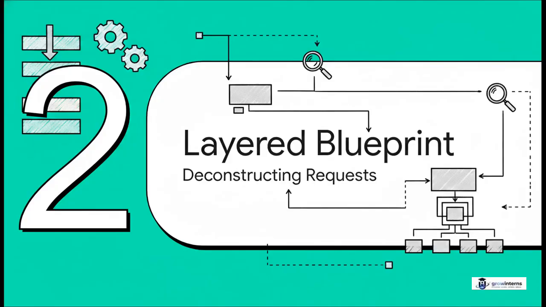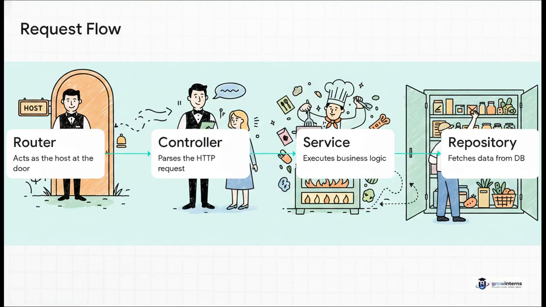Moving into Section 2, the layered architecture blueprint. Let's deconstruct the request. I want you to think of this architectural flow exactly like a high-end restaurant. It's the perfect analogy. The request comes in through the router, which acts as the host at the front door. Then the controller is the waiter who takes and parses your order. After that, the service is the chef in the kitchen cooking up the actual business logic, and finally, the repository represents the pantry workers, running back to fetch the raw ingredients from the database.